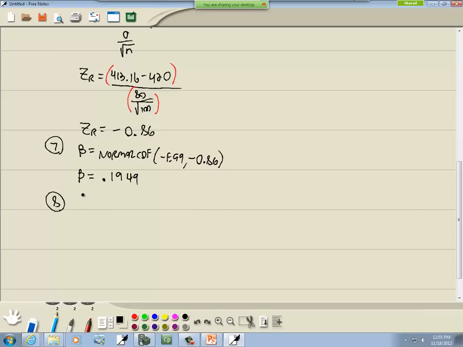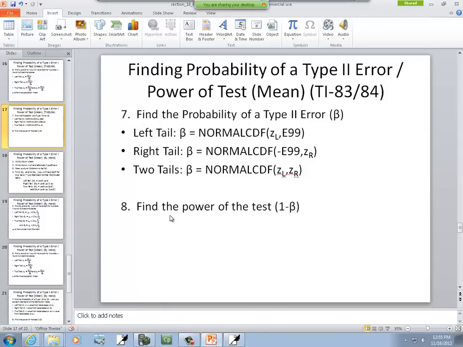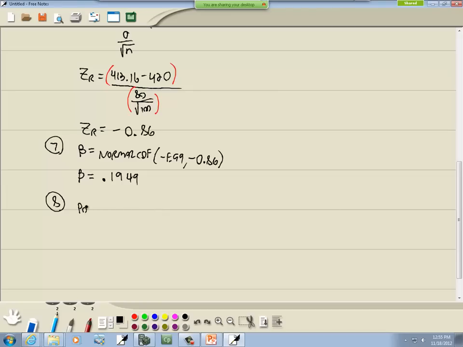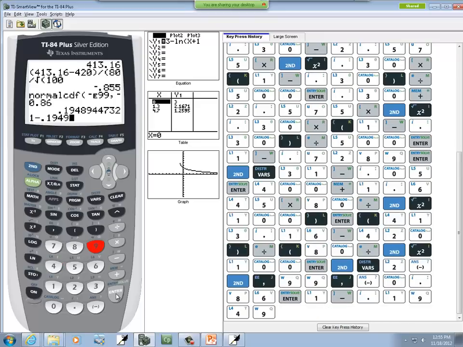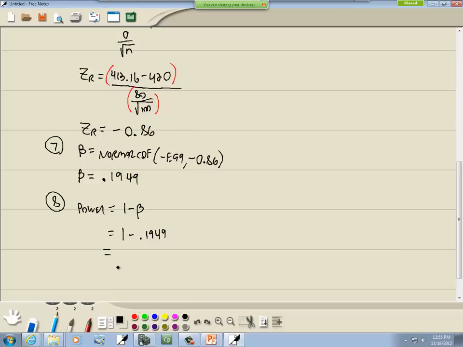Now in elementary stats, we usually just find this. We don't do much analysis on it and so forth. That's more for later on, at least at our college. Now, find the power of the test. Power of the test is 1 minus beta. So we've got 1 minus 0.1949. That gives us 0.8051. So that's our probability of a type 2 error, and this is our power of the test.